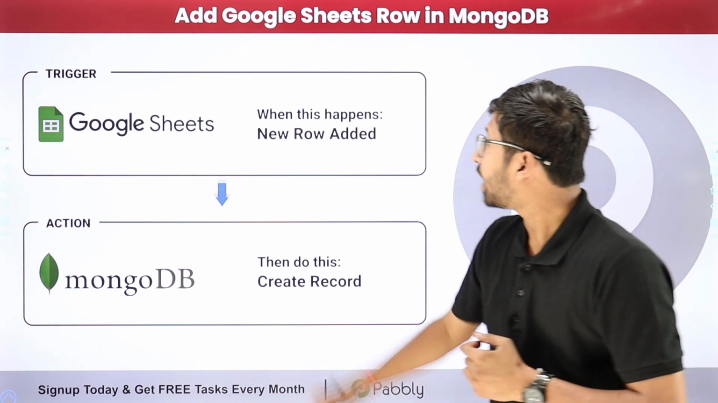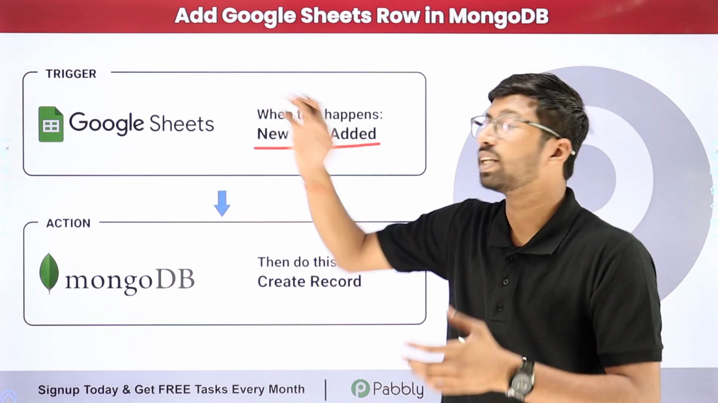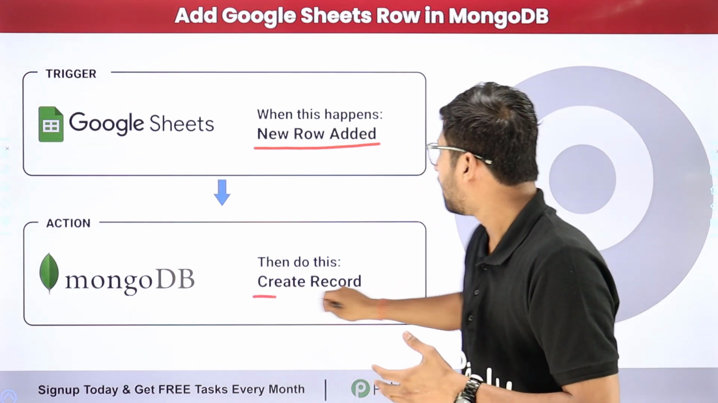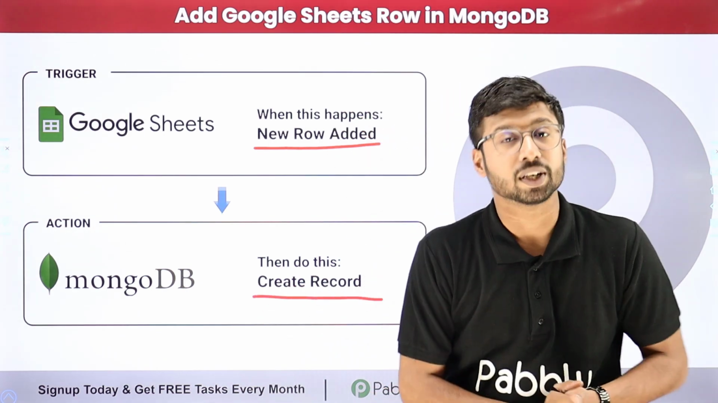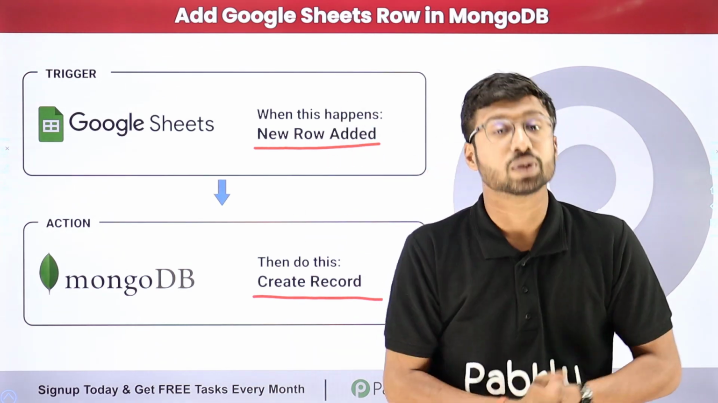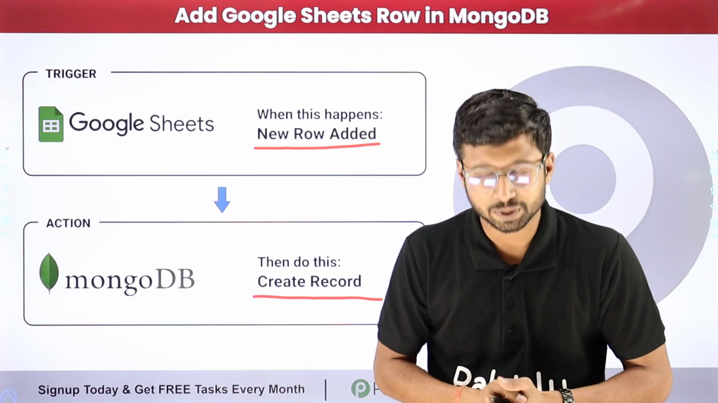In this automation, as we add a new row of data in our Google spreadsheet, the same details will be automatically added in MongoDB and we are going to create a new record over there. Now, if you want to learn how you can set up this complete automation all by yourself, you just have to come with me to my screen.